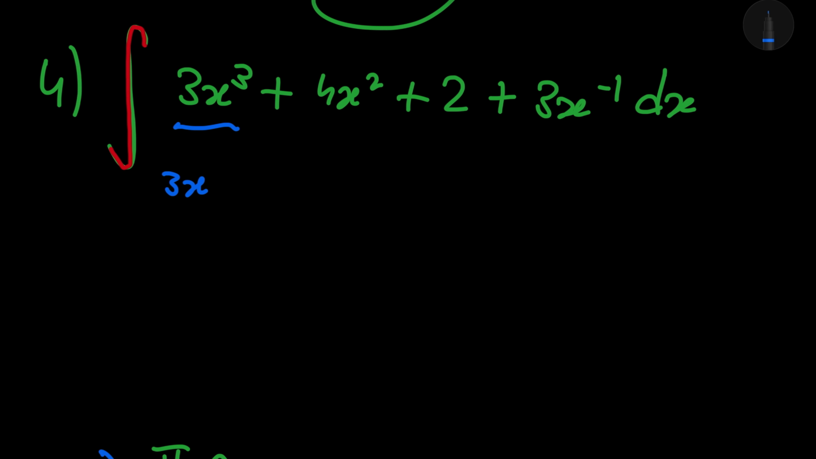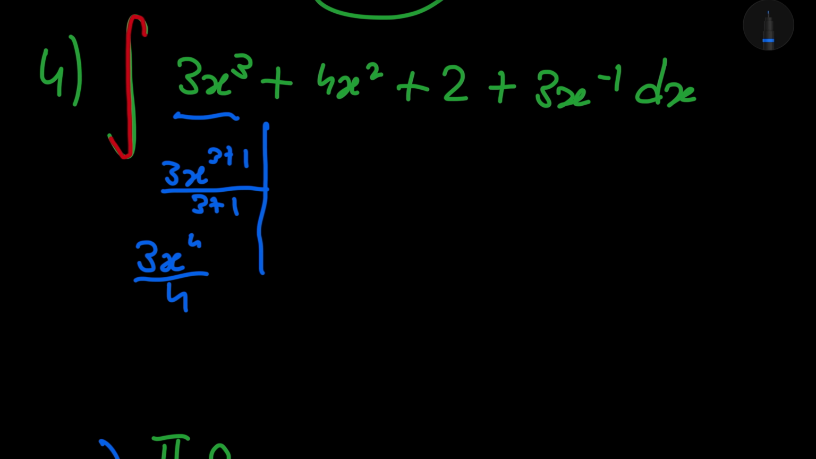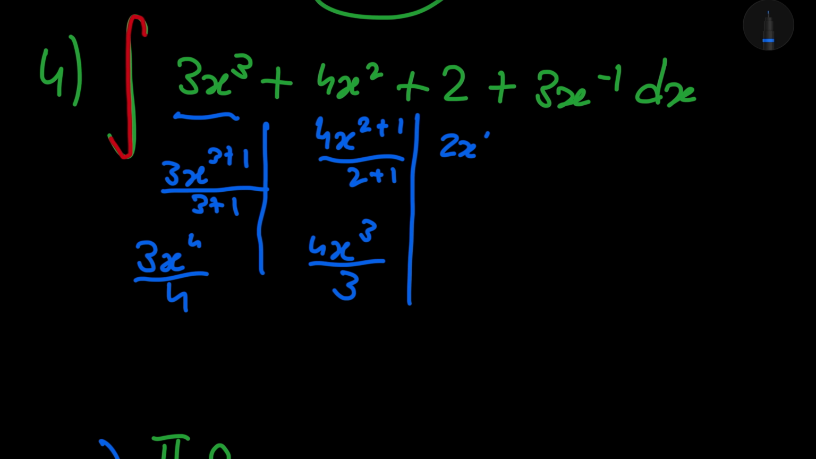So we get 3x to the 3 plus 1 divided by 3 plus 1. So you get 3x to the 4 divided by 4. Then we get 4x to the 2 plus 1 divided by 2 plus 1. So we get 4x to the 3 divided by 3. Then we get 2x to the 0 plus 1 divided by 1, which gives us 2x. And then we have 3x to the negative 1.